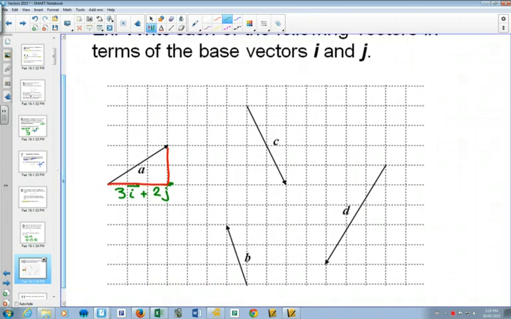For b, negative i plus 3j. Two i minus 4j. Minus 3i minus 5j?